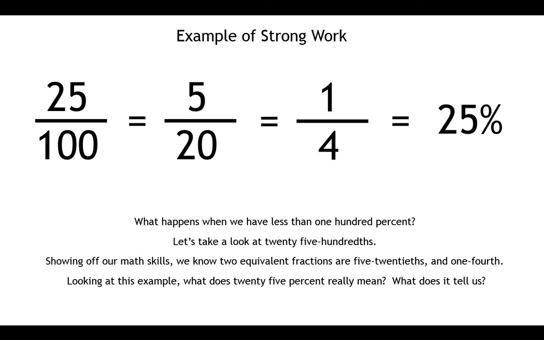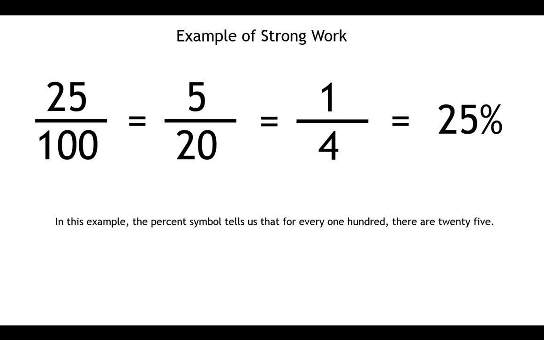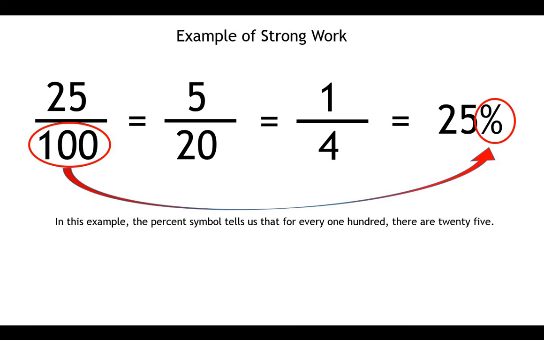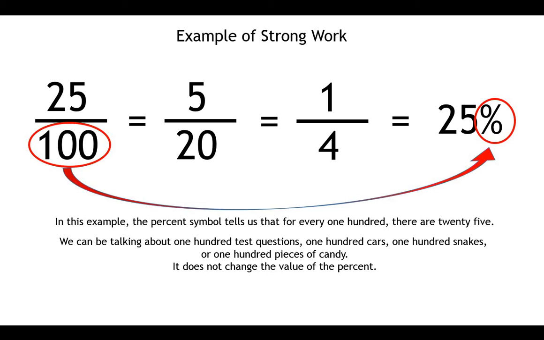Looking at this example, what does 25% really mean? What does it tell us? In this example, the percent symbol tells us that for every 100, there are 25. We can be talking about 100 test questions, 100 cars, 100 snakes, or 100 pieces of candy. It does not change the value of the percent.